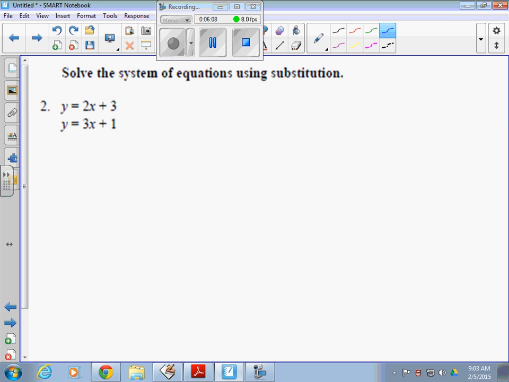Numbers 2, 3, 4, and 5, you're solving using the substitution method. Okay, so you're going to do these algebraically. You won't have to guess with these. The easiest way to do substitution is to write them side by side. y equals 2x plus 3 and y equals 3x plus 1.